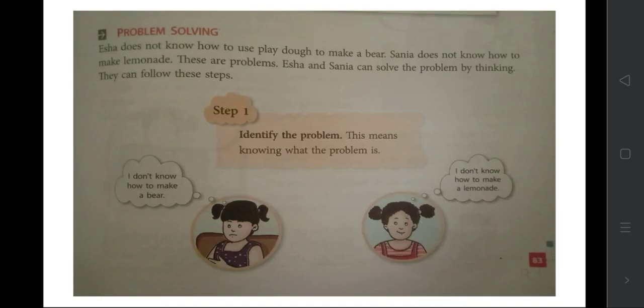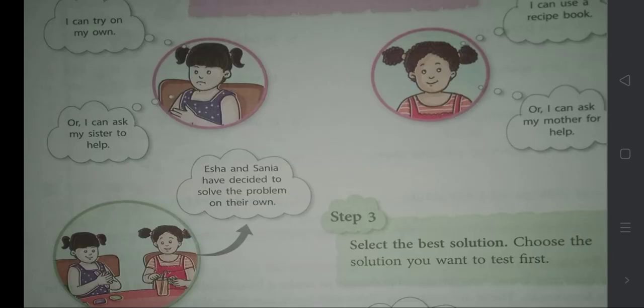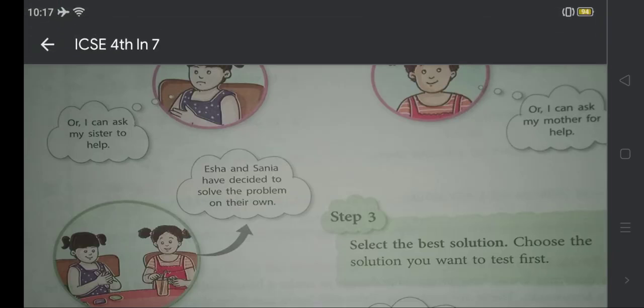Isha does not know how to use play dough to make a bear. Sania does not know how to make lemonade. These are the problems. Isha and Sania can solve problems by thinking. They can follow the steps. See how they are thinking. First, identify the problem. This means knowing what the problem is. Then, after knowing the problem, see both are thinking.